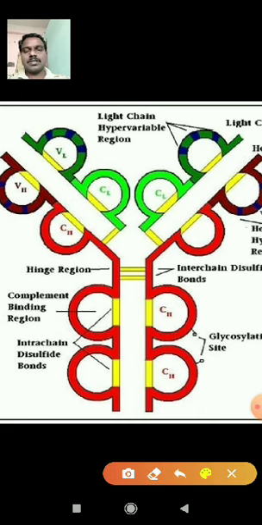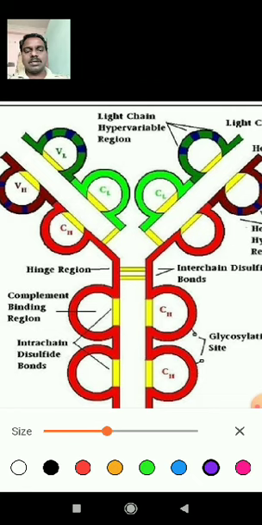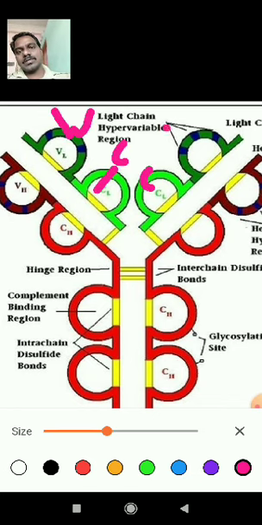In the light chain, we observe that here the V is there, and this domain C is there. So this is also C and this is also V. What is the meaning of V? V stands for variable domain and C stands for constant domain. So in the light chain there are two domains present, at either side, called the variable domain and constant domain.